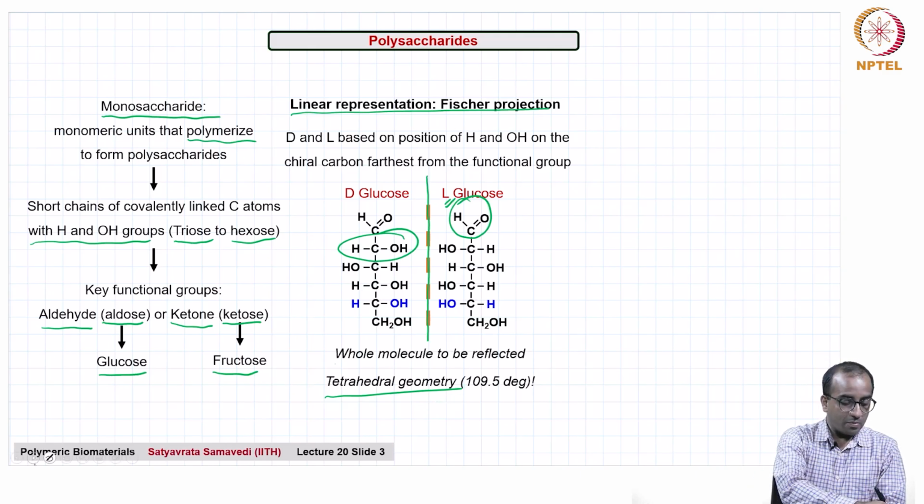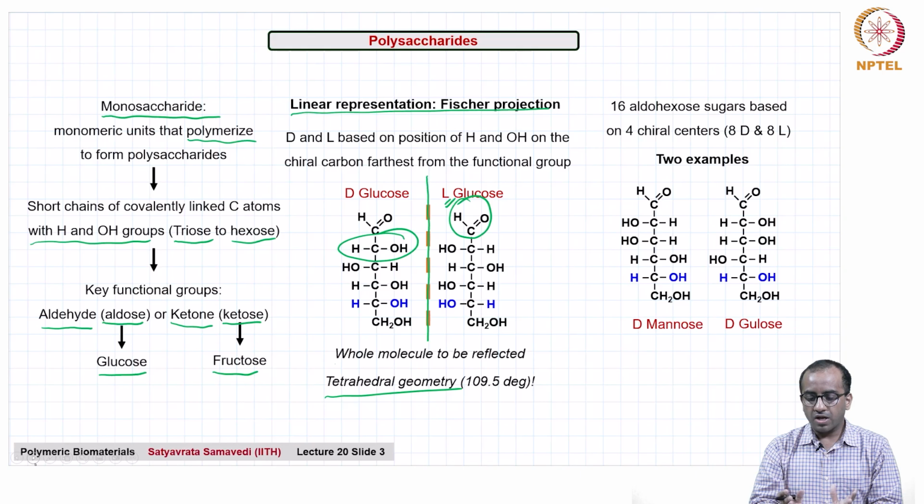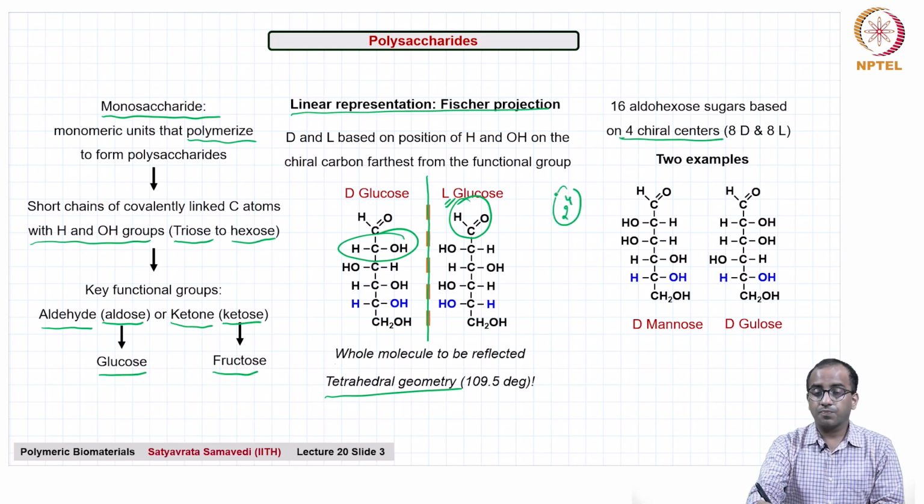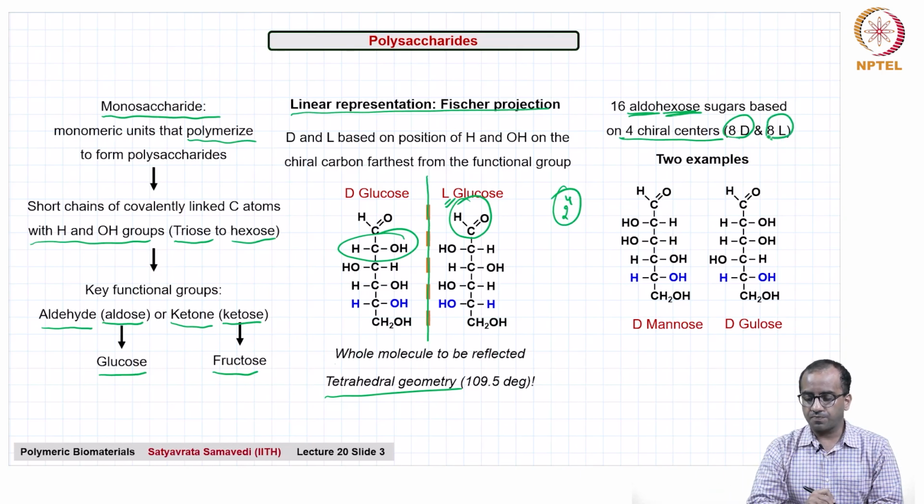Now, one can quickly imagine that when you have these 6 carbons based on 4 chiral centers, you can end up getting 2 to the 4, or 16 aldohexose sugars. This is the aldehyde group, and this is the hexose, which is the 6-member carbon unit. And out of the 16, 8 will be the D isomers and 8 will be the L isomers. And shown here are simply 2 examples of that, D-mannose and D-glucose.